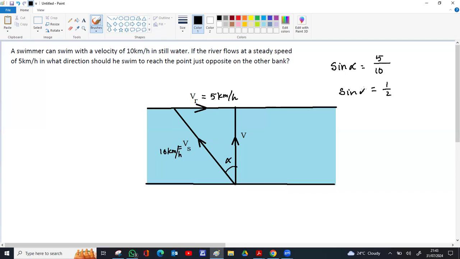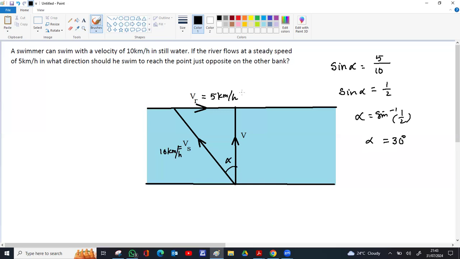So check which angle's sine gives you 1/2. Sine 30 is 1/2. So alpha is equal to sine inverse 1/2. So the angle alpha for sine 1/2 is 30 degrees.